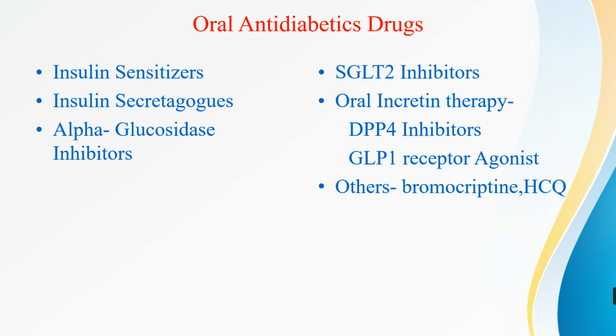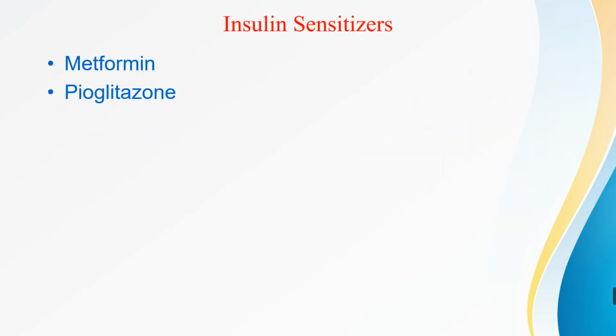These oral anti-diabetic drugs are classified as insulin sensitizers, insulin secretagogues, alpha glucosidase inhibitors, SGLT2 inhibitors, oral incretin therapy like DPP4 inhibitors, GLP1 receptor agonist, and few others like dopamine agonist like bromocriptine, antimalarials like hydroxychloroquine. They are also given in some special situations. We will take up one by one. First of all, insulin sensitizers.